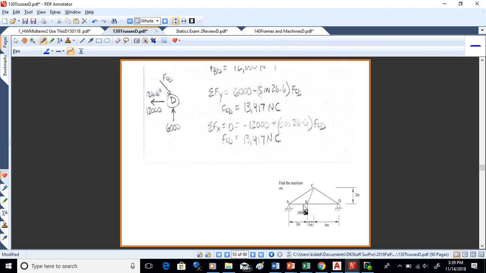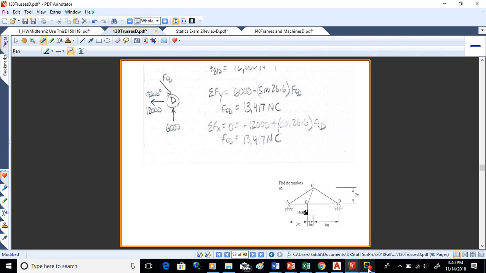And then I can go to joint D and solve for the last one, which is CD. I'll just use sum of Fy to do that. So I got 6,000 up for the reaction. And then I've got FCD coming down at 26.6 degrees. So 6,000 minus sine 26.6 times FCD. Solve for FCD, and it's 13,417. It's in the direction assumed, down right, so it's pushing on D, so it's in compression. Then I just ran sum of Fx also as a check, and I got FCD again at 13,417 compression.